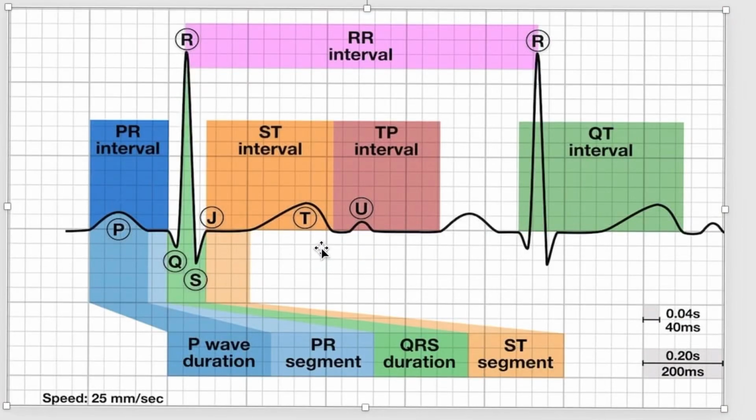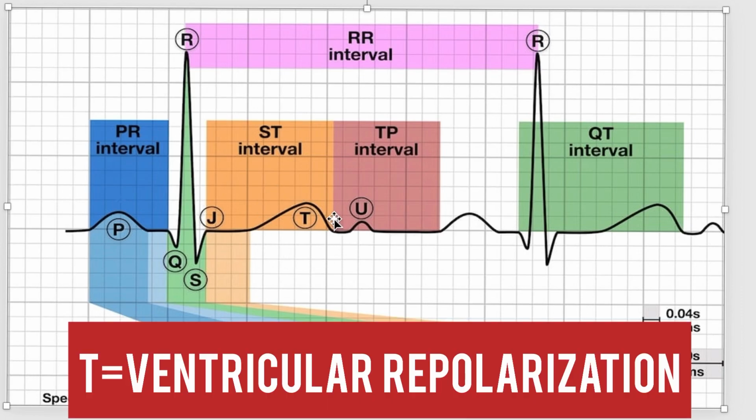We notice that the next deflection is called the T wave, which represents ventricular repolarization.